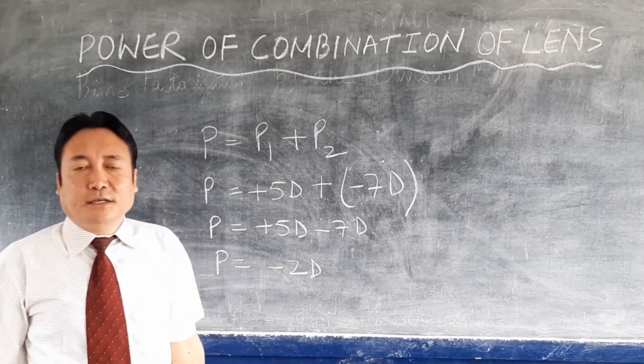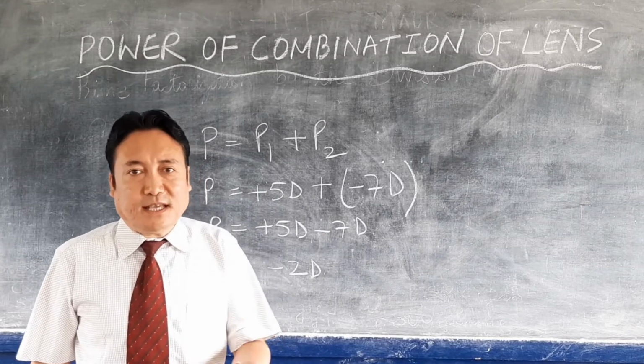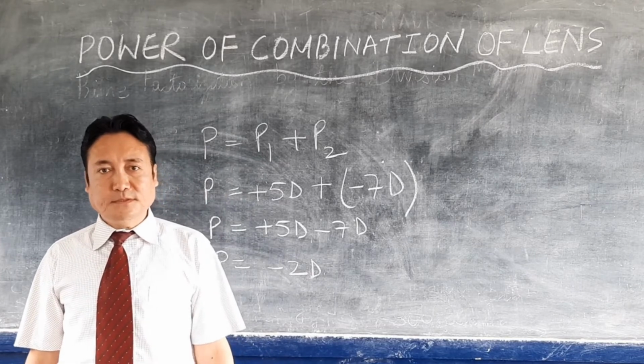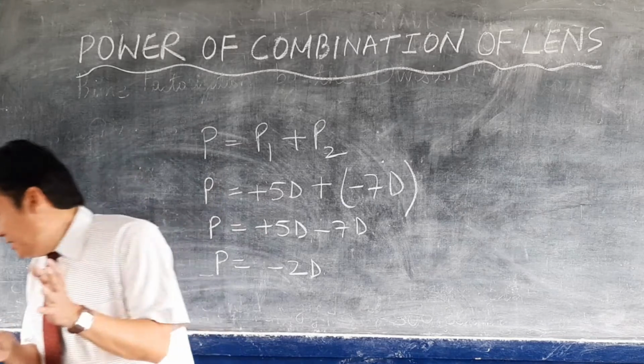So this is about the power of a combination of lenses. Next one: how to find the difference between a convex and a concave lens without touching them. How will you differentiate between a concave and a convex lens without touching them?